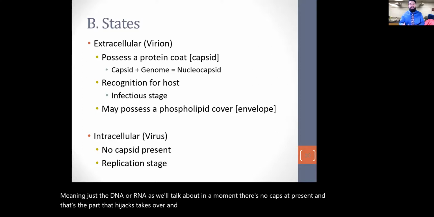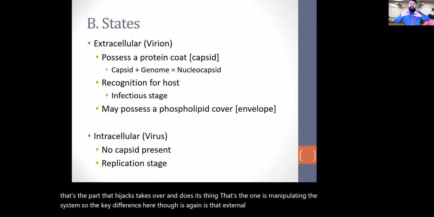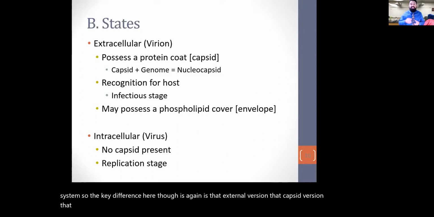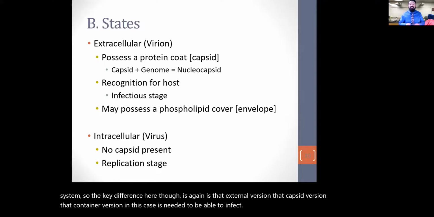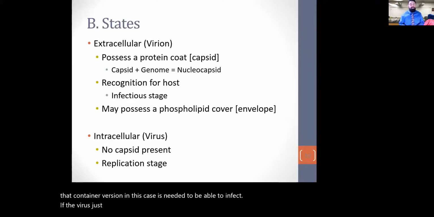That's the one that's manipulating the system. So the key difference here, though, is that external version, that capsid version, that container version, in this case, is needed to be able to infect. If the virus was just floating around with just its nucleic acid, it wouldn't get in. It doesn't infect. It can't be taken into the cell and do its thing.